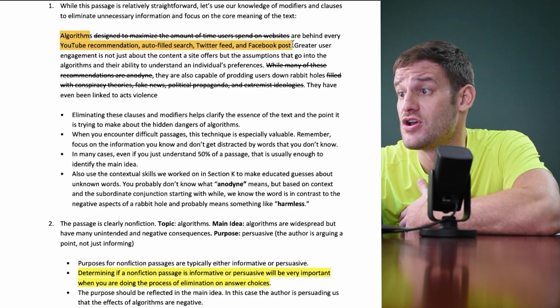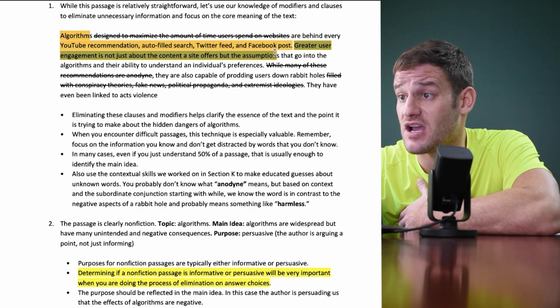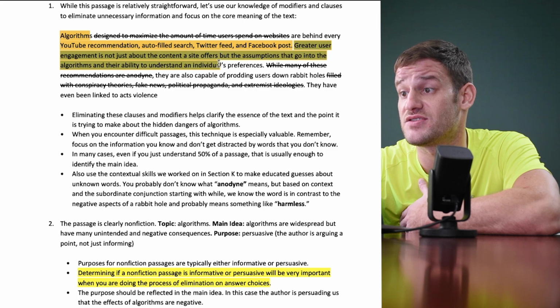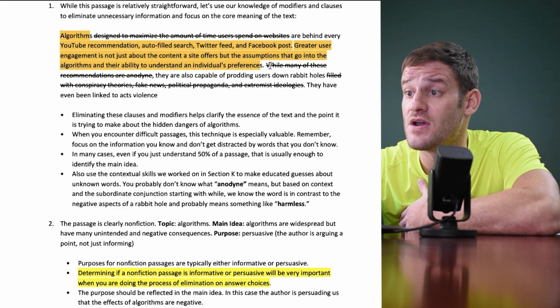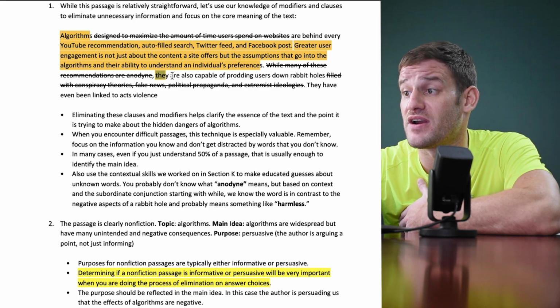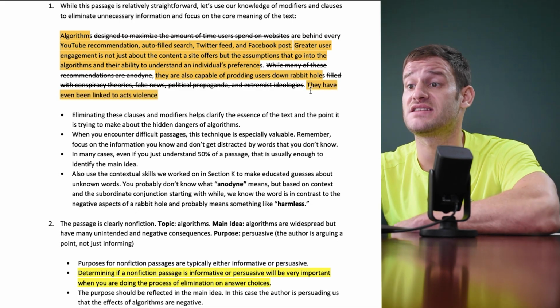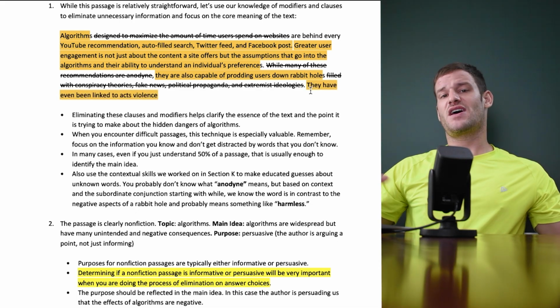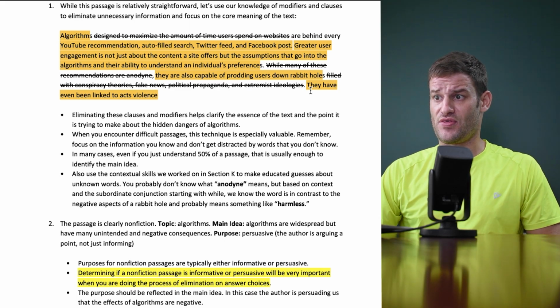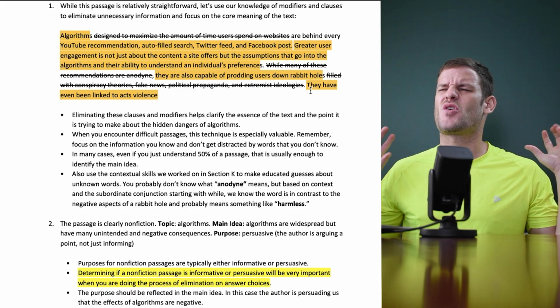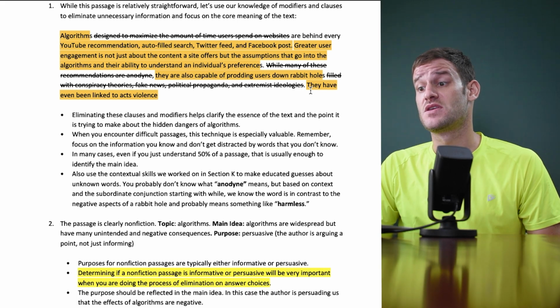Pretty straightforward. Greater user engagement is not just about the content a site offers, but the assumptions that go into the algorithms and their ability to understand an individual's preferences. We've taken out the introductory clause here, and we're just left with "they are capable of prodding users down rabbit holes," taking out another participle phrase there. And then that last independent clause: they've been linked to acts of violence. So that really clarifies the passage, just the core of what the passage is trying to say.